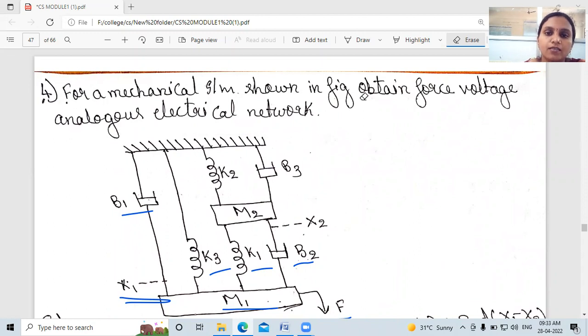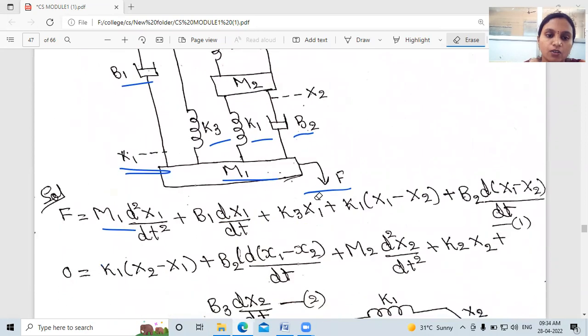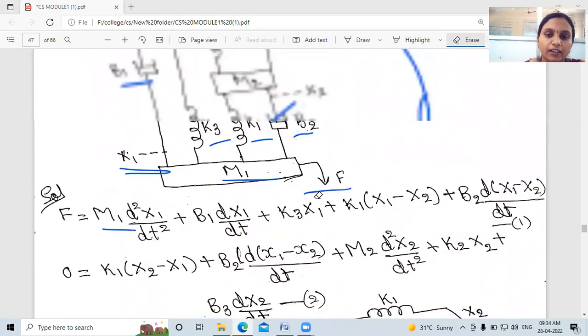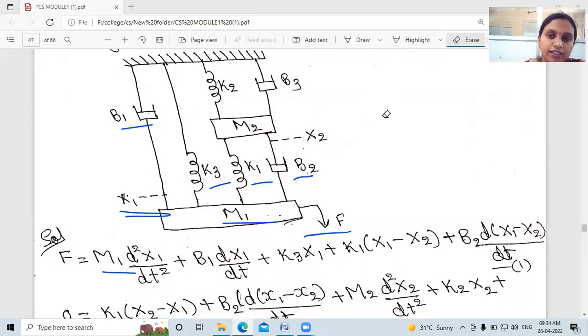For the mechanical system shown in the figure, obtain the force voltage analogous electrical network. They have given this network. First observe how many displacements there are: X1, X2. So two displacements are there. How many equations should you write? Two equations. First for X1.